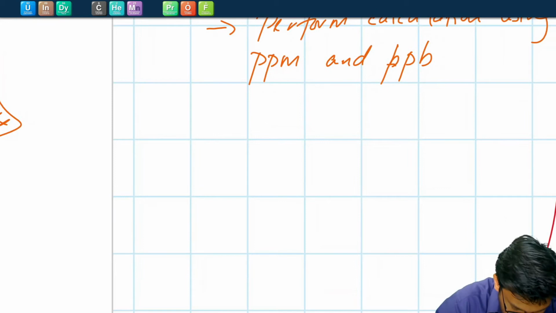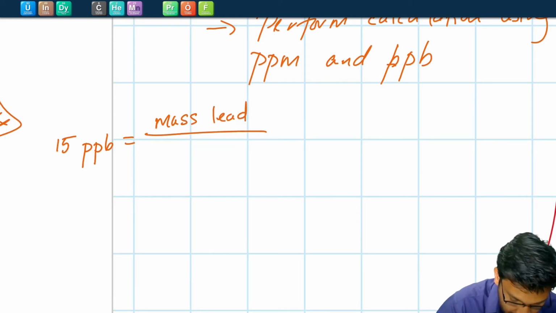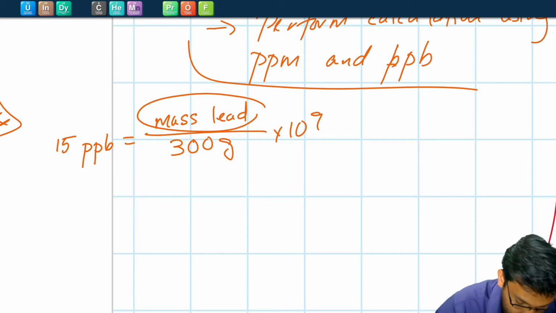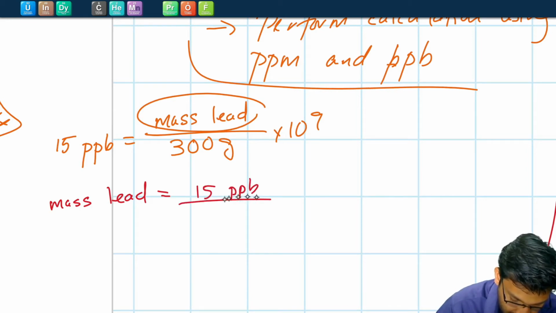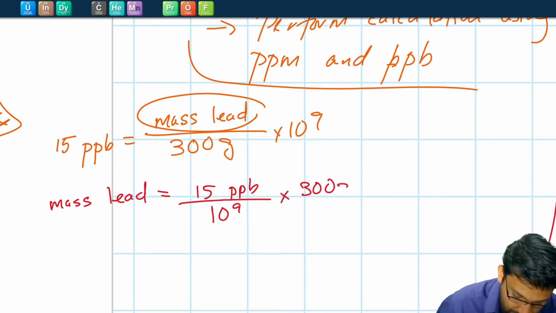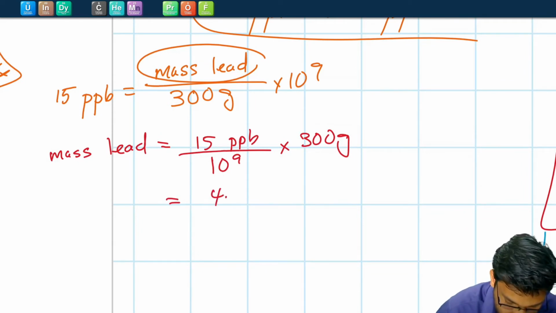So we have 15 parts per billion is equal to the mass of lead divided by our mass of water, which is 300 grams, times 10 to the 9. We're solving for the mass of lead. So the mass of lead should be equal to 15 ppb divided by 10 to the 9th power times 300 grams. You plug all of that into your calculator and you should get a number of about 4.5 by 10 to the minus 6 grams.